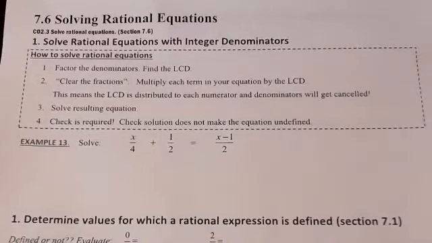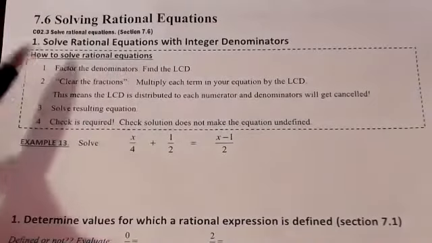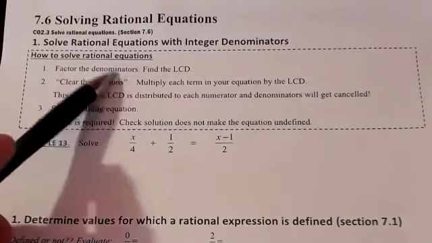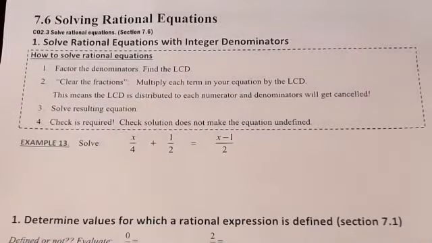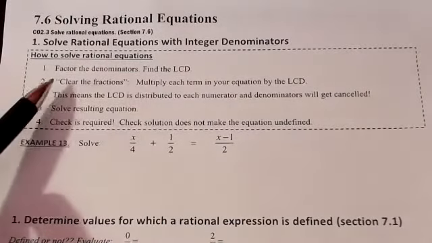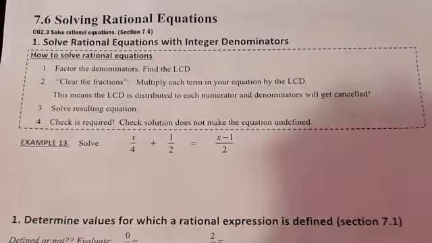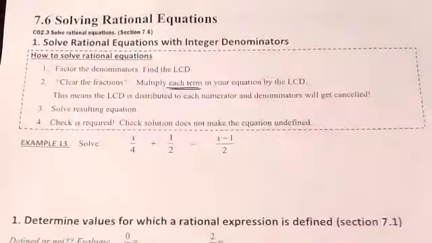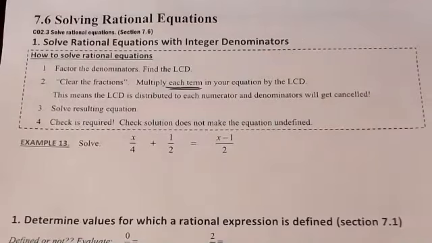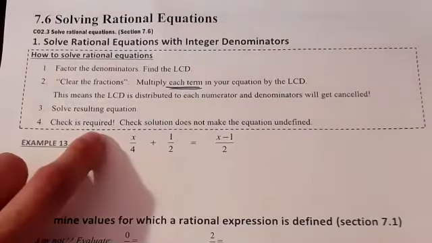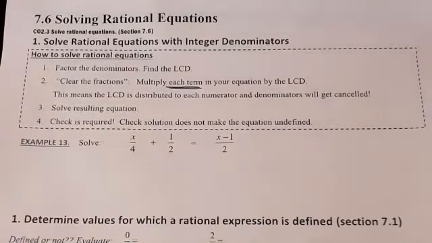All right, how to solve rational equations. Like I said, first things first, you're always going to factor the denominators in order to find your LCD, just like we did this entire unit so far. You're then going to clear the fractions by multiplying every term. You don't get to pick and choose. Every term in your equation must be multiplied by that LCD, okay? And then you're going to solve the resulting equation. You always want to check your answer in case you have a solution that makes the problem undefined, so you want to clarify that you don't have any extraneous solution. Okay, let's take a look at example 13.